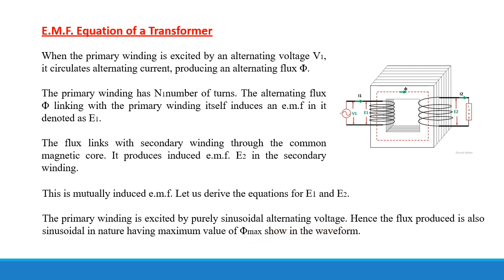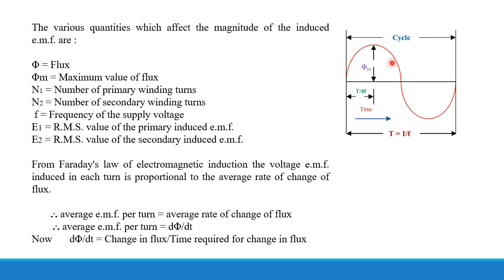This is the sinusoidal waveform of the flux, and we have the maximum flux at T by 4, that is 1 by 4f time. Phi is the flux and phi m is the maximum value of the flux. N1 is the number of primary winding turns. N2 is the number of secondary winding turns. F is the frequency of the supply. E1 is the RMS value of the primary induced EMF. E2 is the RMS value of the secondary induced EMF.